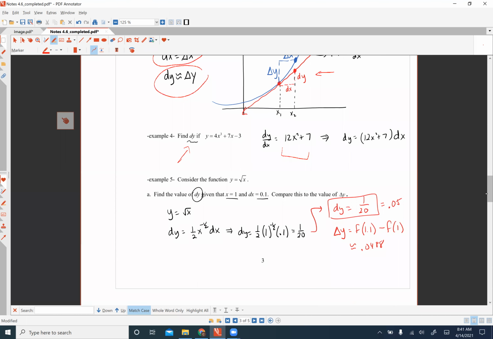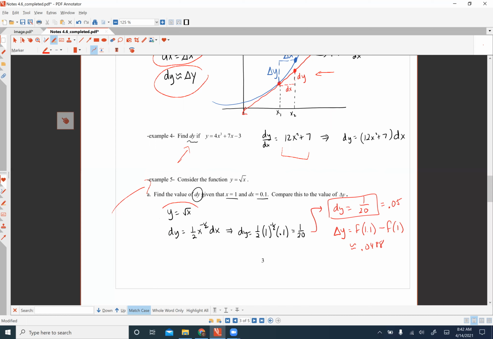We didn't actually use it in any kind of application, so let's use it for this square root function right here. This is example 5. Find the value of dy given that x is 1 and dx is 0.01. If we start at 1, we know the square root of 1 is 1. Now, what's the difference between the square root of 1.1 and the square root of 1? We're saying dx is 0.1.